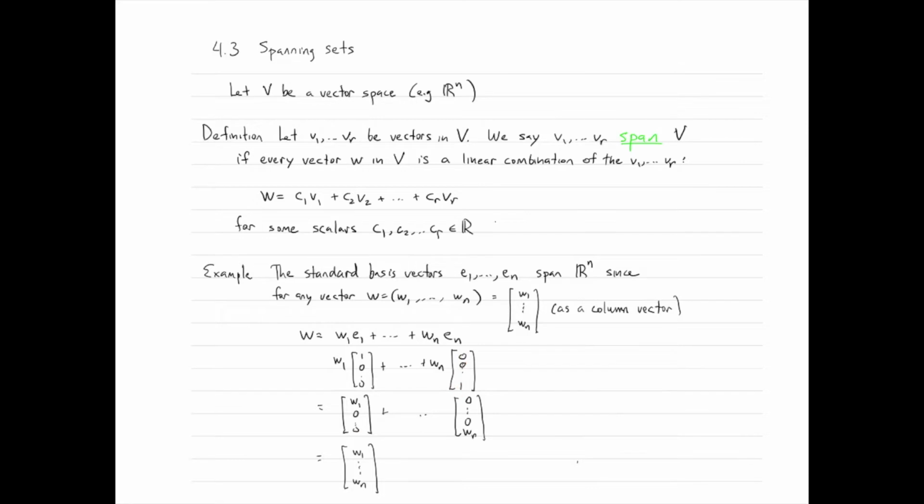Wn times this column vector is Wn times 0, Wn times 0, and finally ending with Wn times 1, which is Wn. And then when you add all these together, W1 only occurs in the first row, and likewise W2, which I haven't shown, occurs in the second row, and so on, and Wn will occur in the last row. So we get, indeed, that W is equal to this sum on the right.